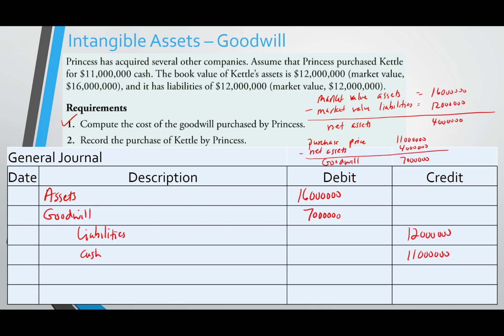Okay, that concludes this particular lecture on your plant assets, your depletion, natural resources, and intangible assets. Why don't you head over to the homework and see how you do on those problems.